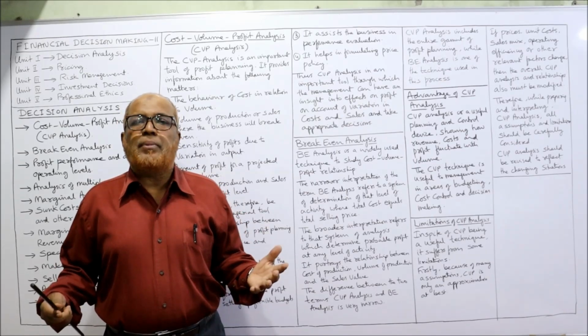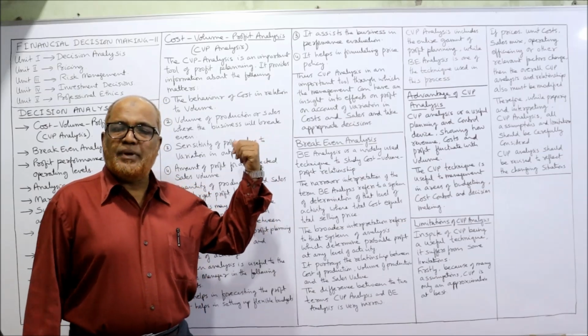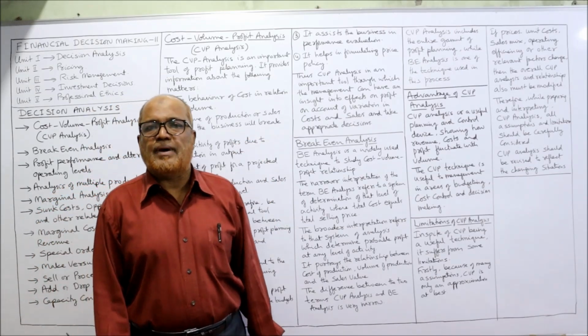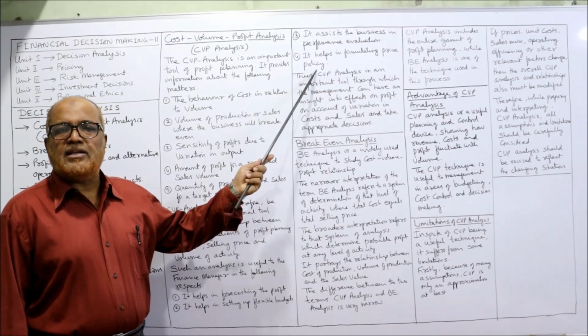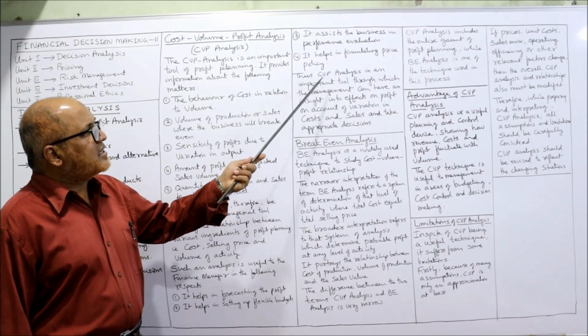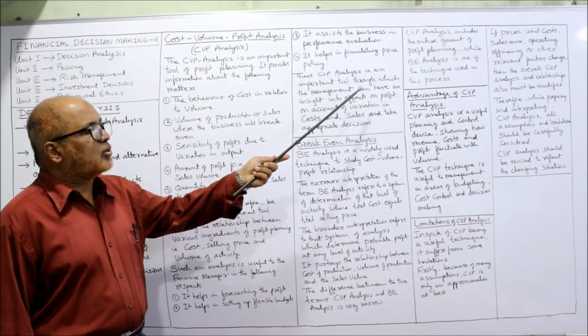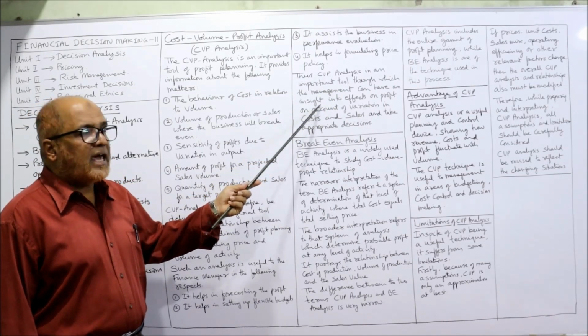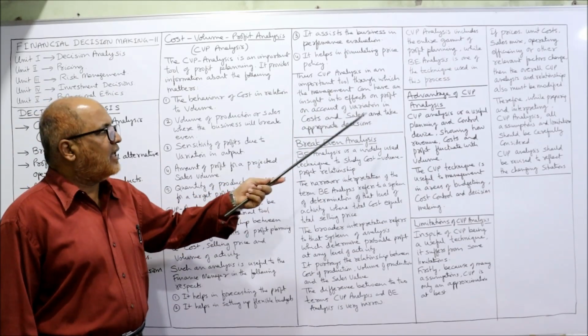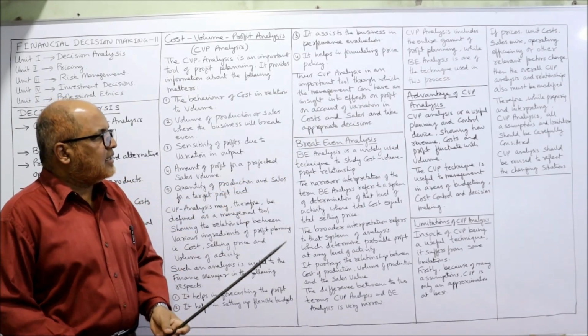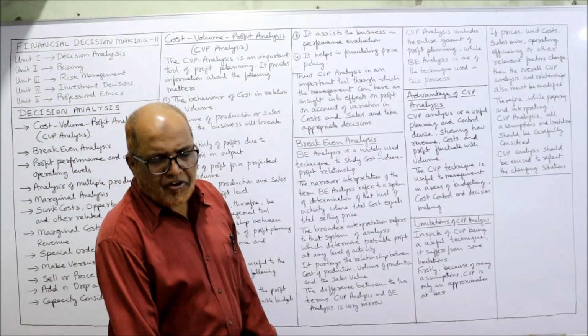So how to make the pricing policy? CVP analysis will help the finance manager. So these are the areas where the finance manager will take the help of CVP analysis. Thus, CVP analysis is an important tool through which management can have an insight into the effects on profit on account of variation in cost and sales and take appropriate decisions.